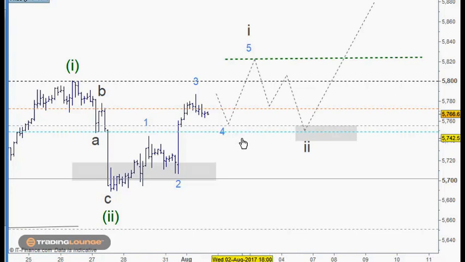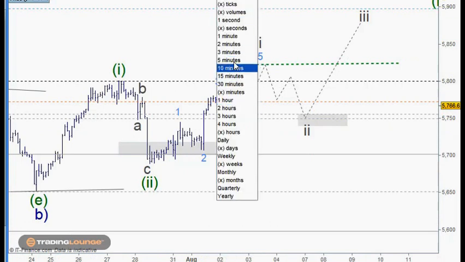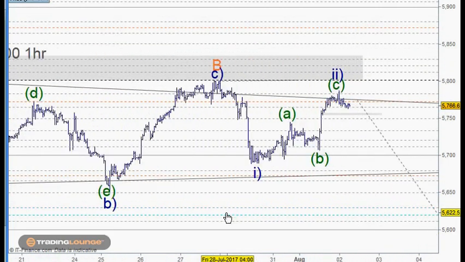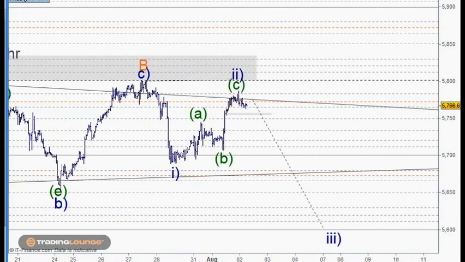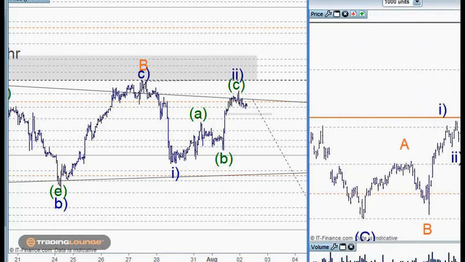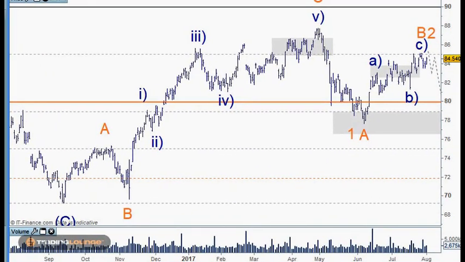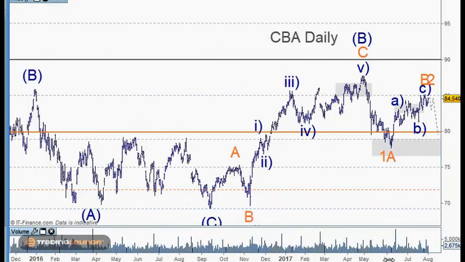Okay, so let's just go back to the hourly chart for a moment. Where are we here? So on this bearish move here, this particular one coming down here, I just want to talk about that a little bit. So I'll just go to CBA. Now, just to start with the daily chart here.